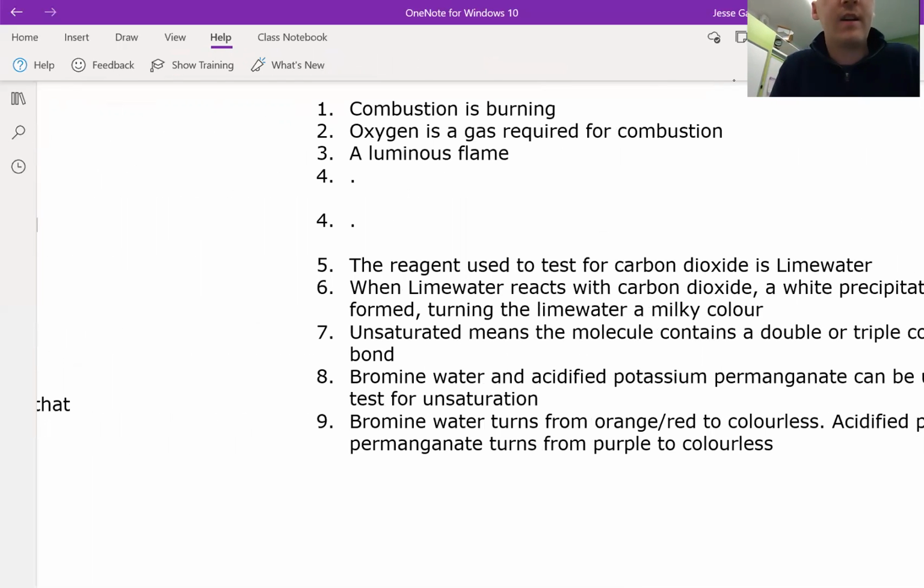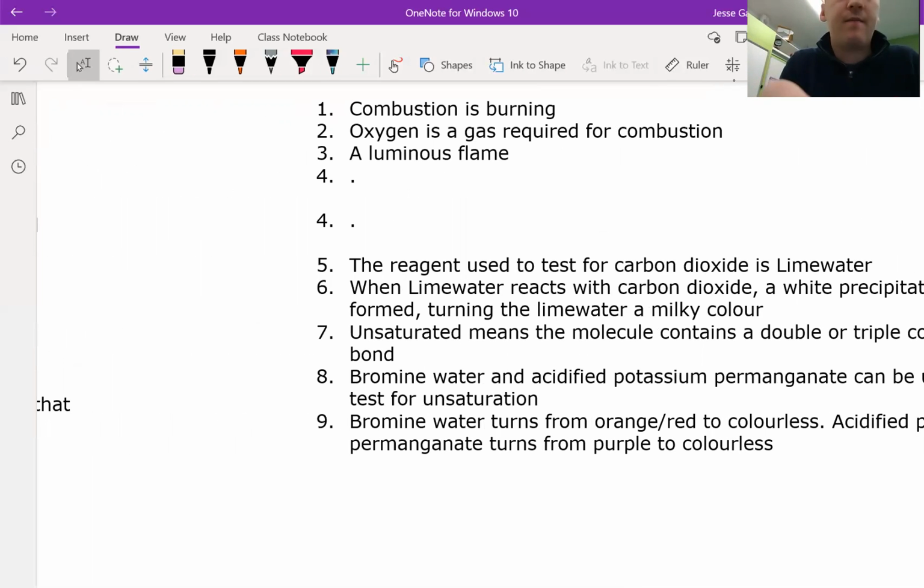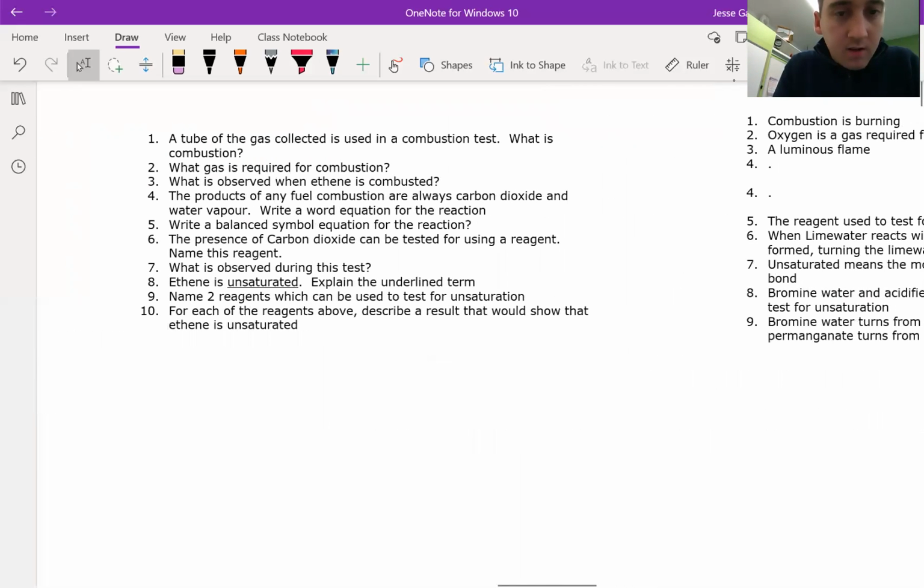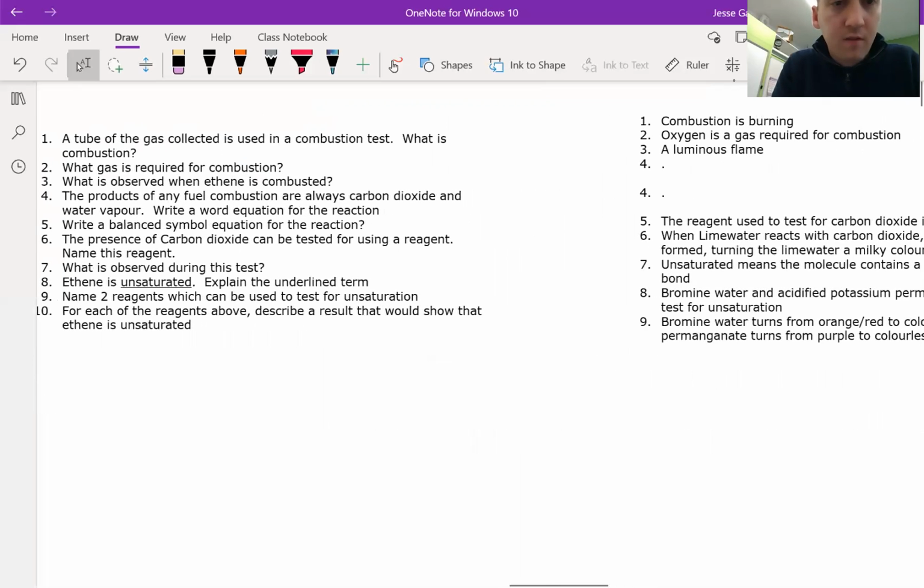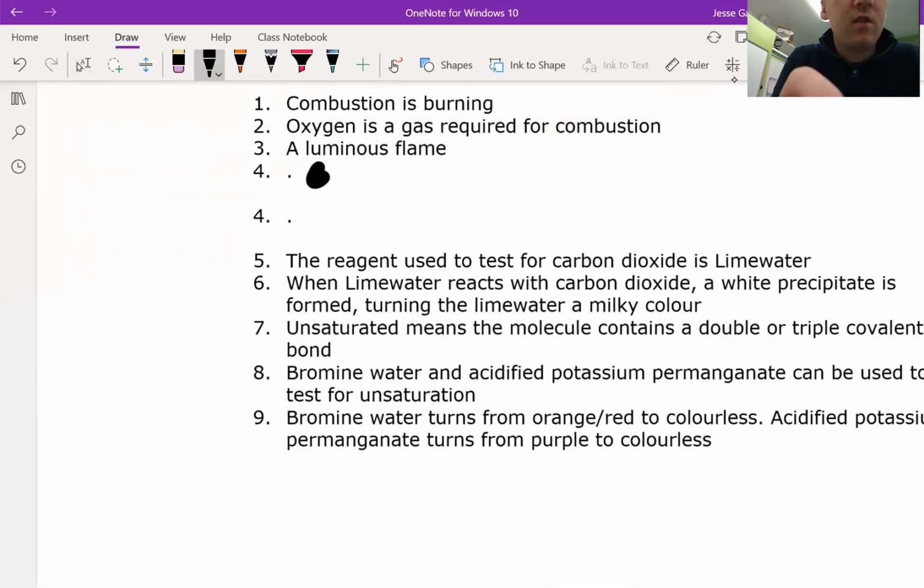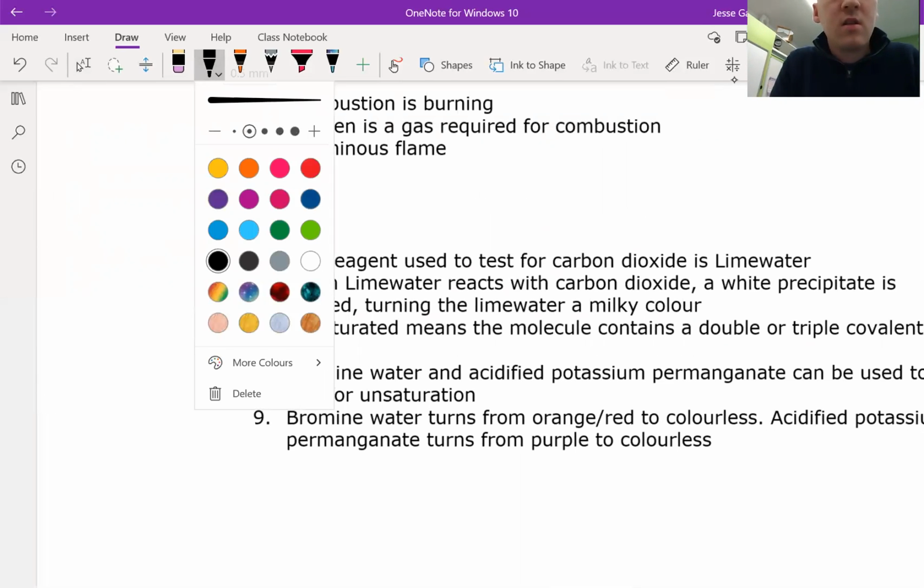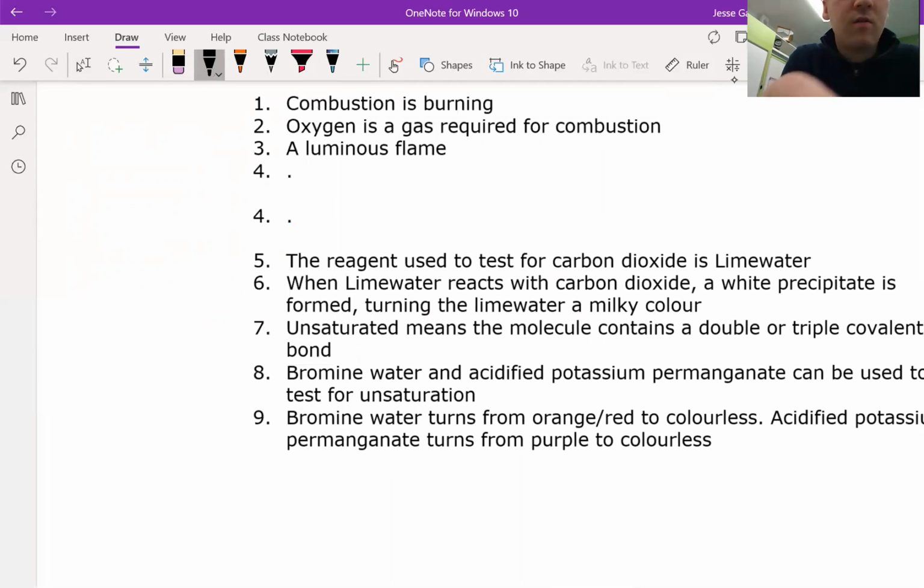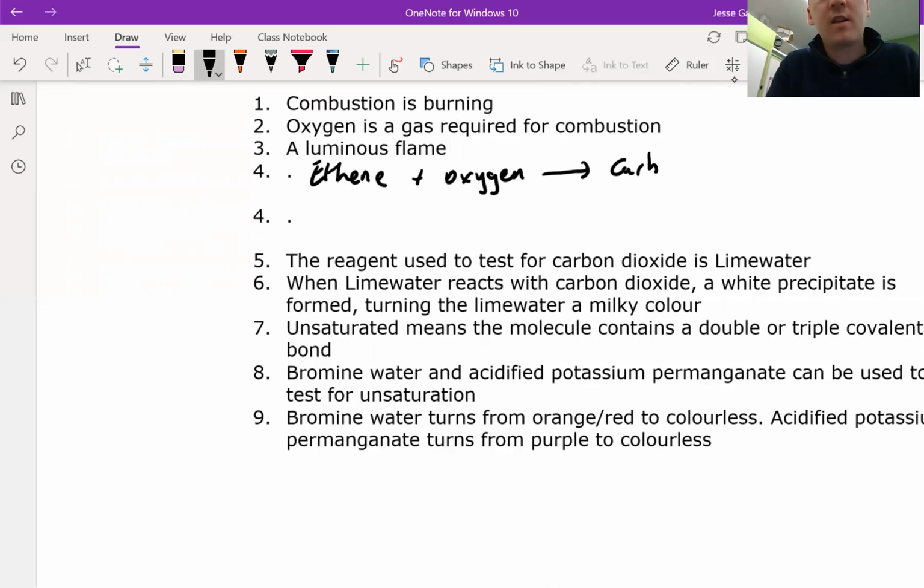All right, so let's do that here. Of course, that should be number 5. Sorry, I'll fix that in a second. The products of any fuel combustion are always carbon dioxide and water vapor. Write a word equation for the reaction. So we have ethene, which is a fuel. We've got ethene plus oxygen gives you, and we know the products of any combustion are always carbon dioxide plus water.